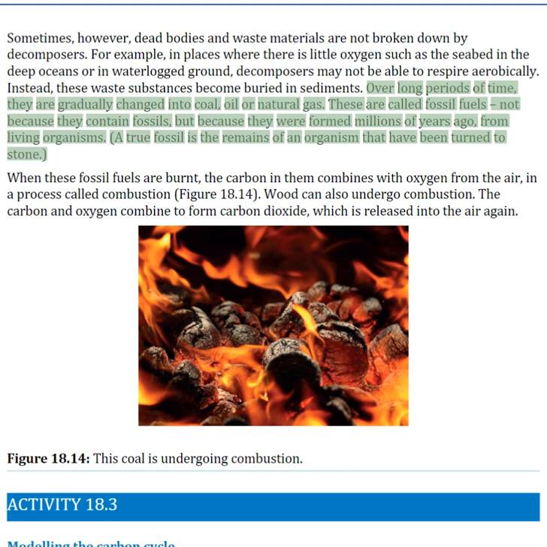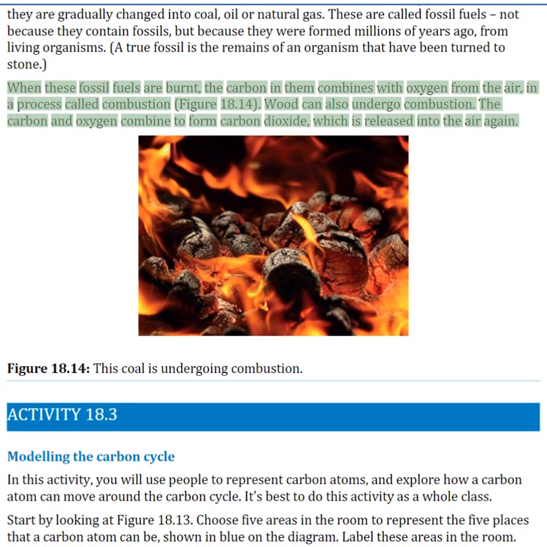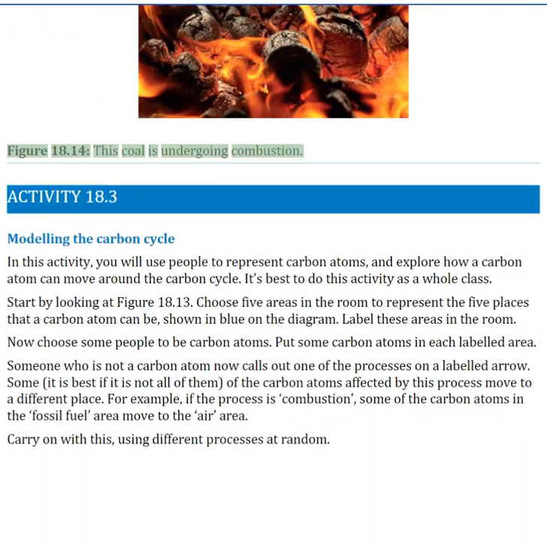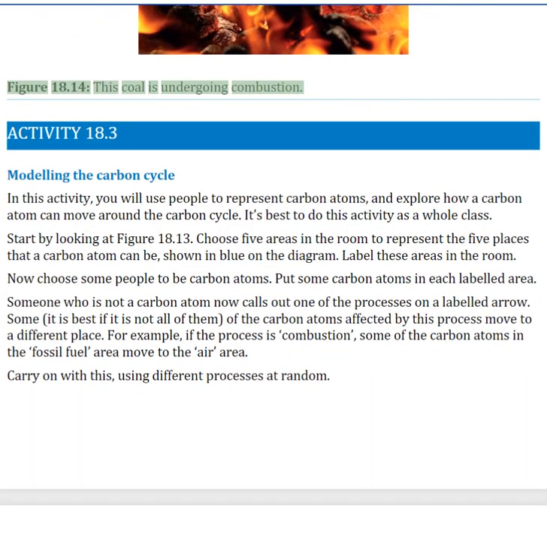These are called fossil fuels not because they contain fossils, but because they were formed millions of years ago from living organisms. When these fossil fuels are burnt, the carbon in them combines with oxygen from the air in a process called combustion. Wood can also undergo combustion. The carbon and oxygen combine to form carbon dioxide, which is released into the air again. Figure 18.14, this coal is undergoing combustion.